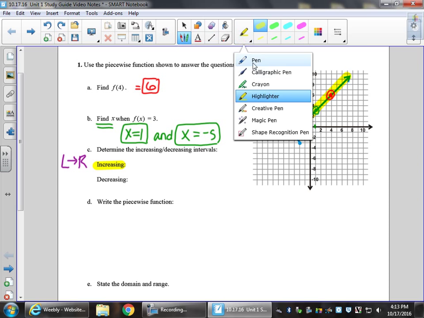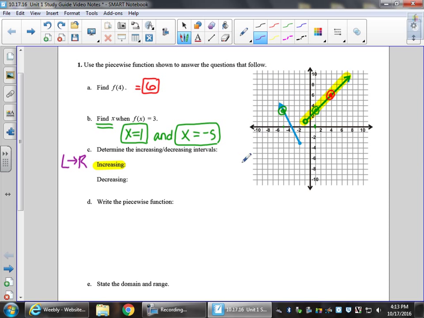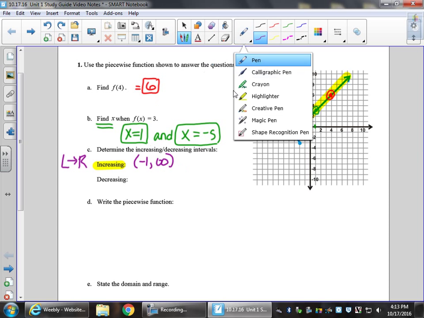Now in class prior to this, we were using combinations of brackets and parentheses for increasing and decreasing. After talking with Ms. Bump, who also teaches honors, for increasing and decreasing intervals, we're just going to use parentheses always. If on the test tomorrow you use a bracket or a parenthesis, I'm not going to take points off, but watching this video, take note, I'll accept just straight up parentheses. So this interval is increasing from -1 to infinity. There are no other increasing intervals on this graph.